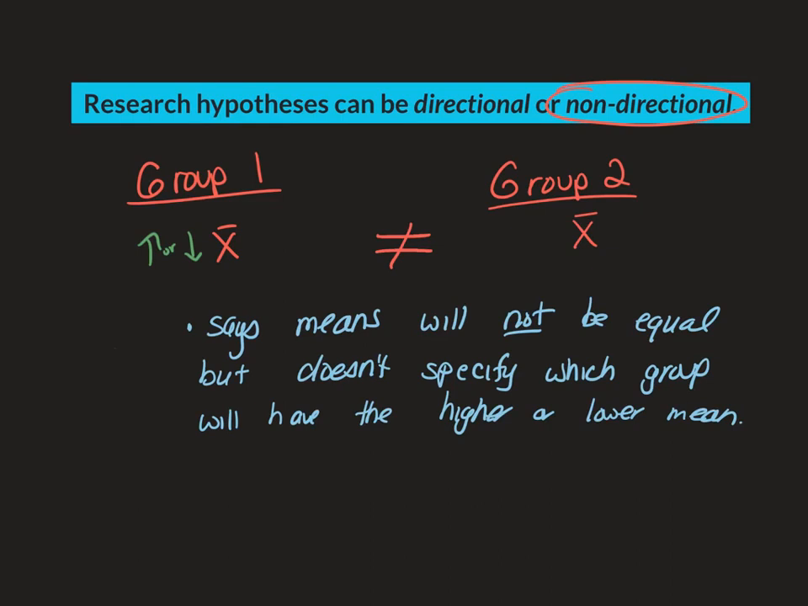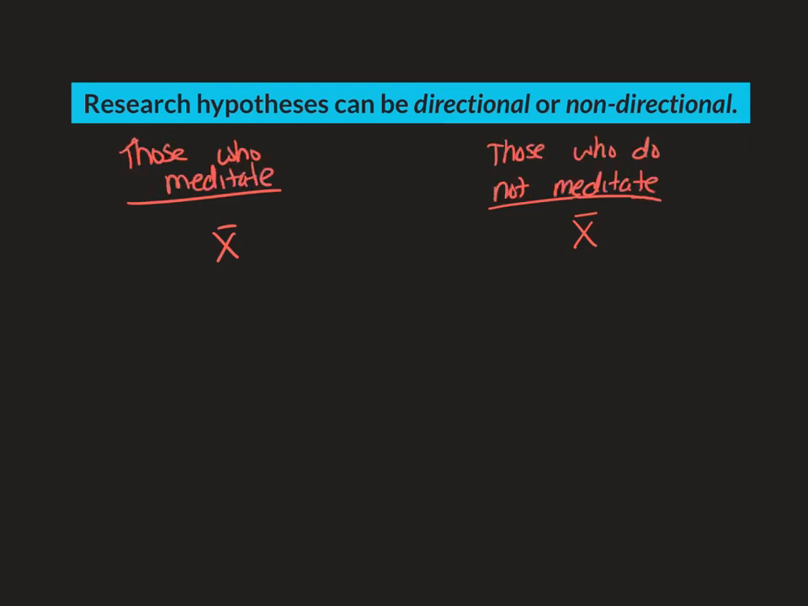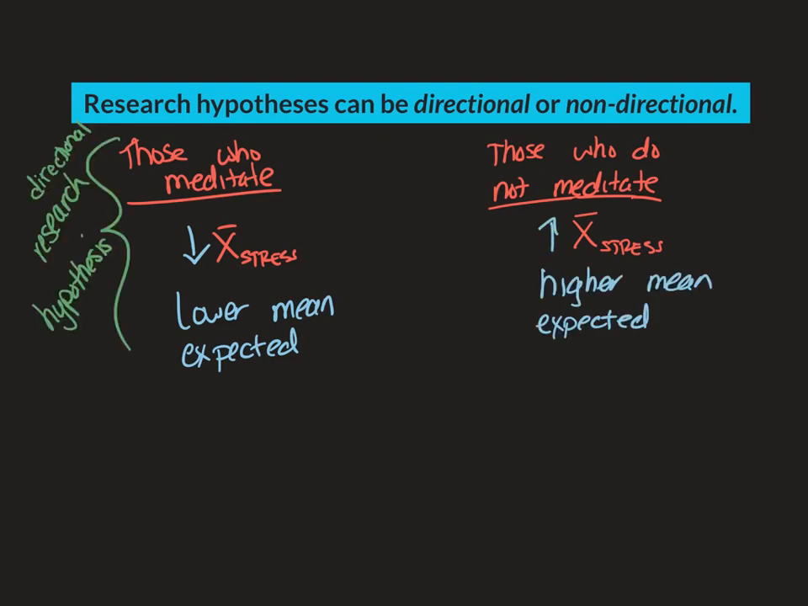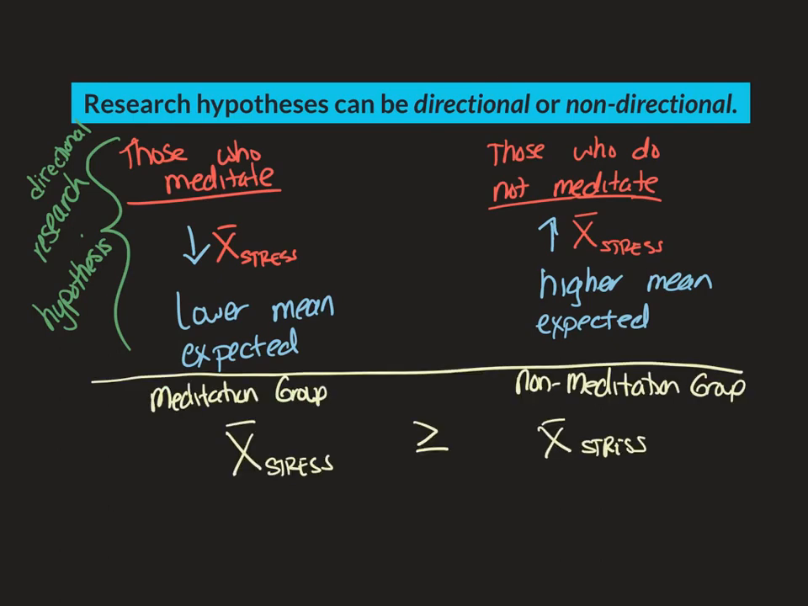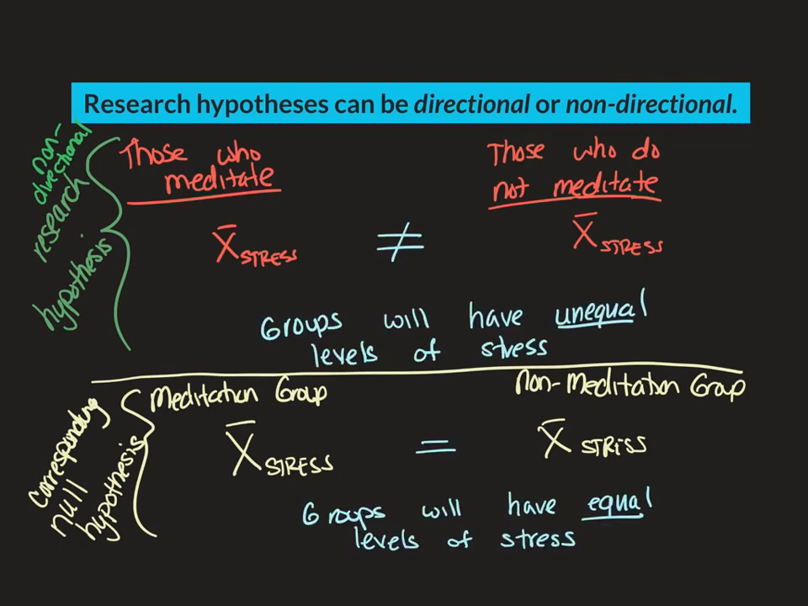Let's apply this to our hypothesis about meditation. If we hypothesize that those who meditate will have lower stress than those who do not, we've indicated the direction, that group 1, the meditators, will be lower than group 2, the non-meditators. Whenever we have a directional hypothesis like this, the statement that the groups will be equivalent or in the opposite direction both go to the null. If we have a non-directional hypothesis, for example, if I had said that those who meditate will have different levels of stress than those who do not, then only the statement that the two groups will be equal goes to the null.